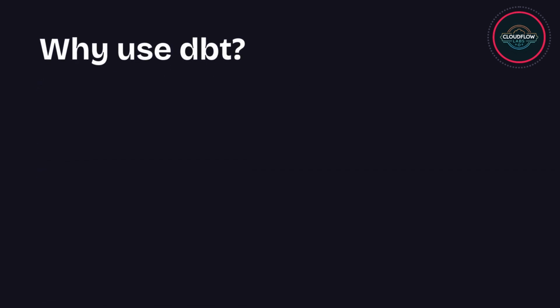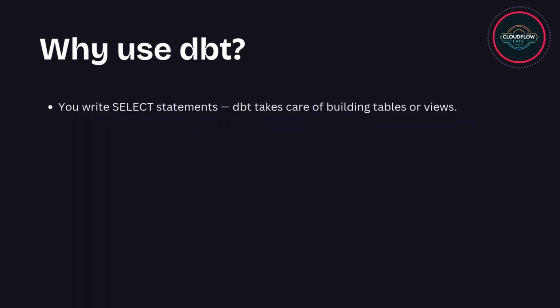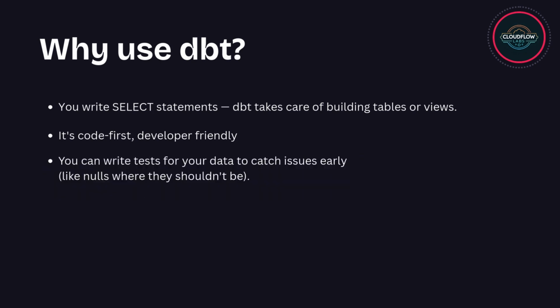Why is DBT so cool? You write select statements. DBT takes care of building tables or views. It's code first and works great with Git, so teams can collaborate on data like they do with software. You can write tests for your data to catch issues early, like nulls where they shouldn't be. You can document your data models and track lineage.